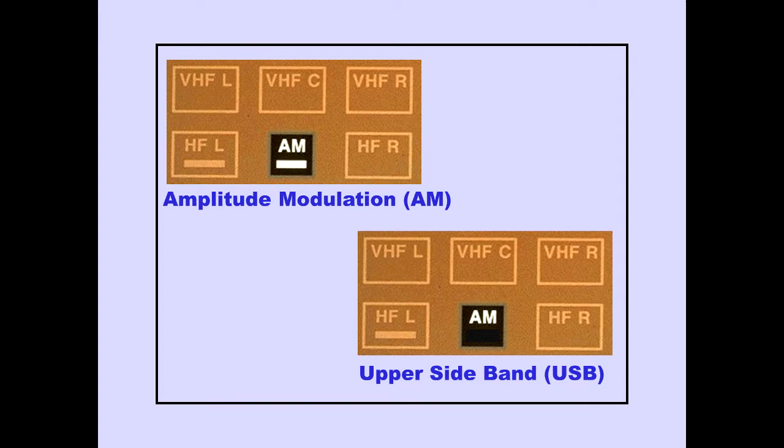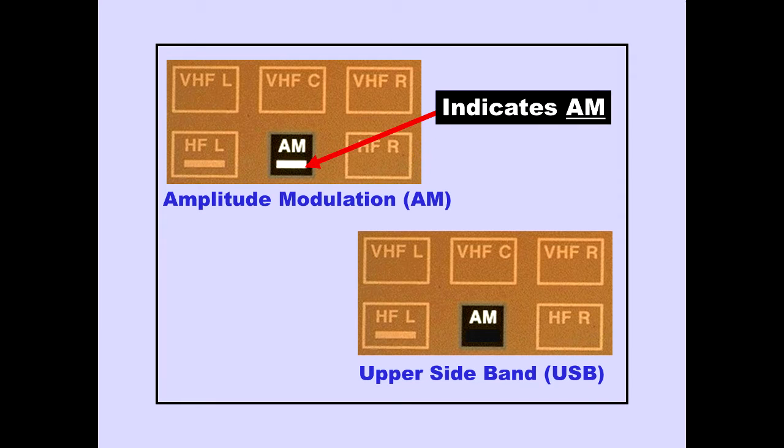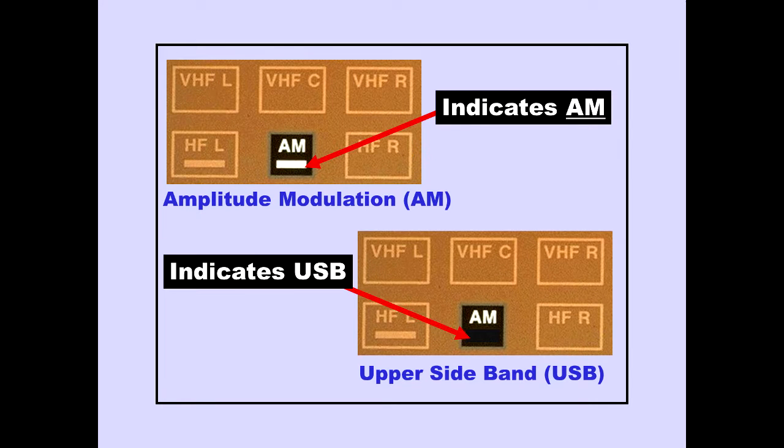Each HF has the capability of transmitting in amplitude modulation, AM, or upper sideband. If AM is selected, a white bar illuminates. If upper sideband is selected, the white bar on the AM switch is extinguished. Upper sideband transmission allows communication over greater distances.